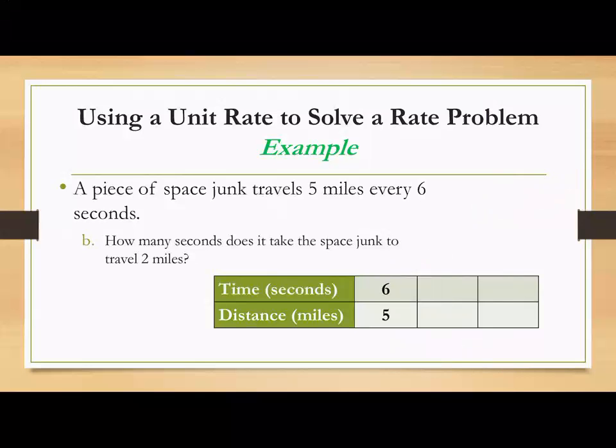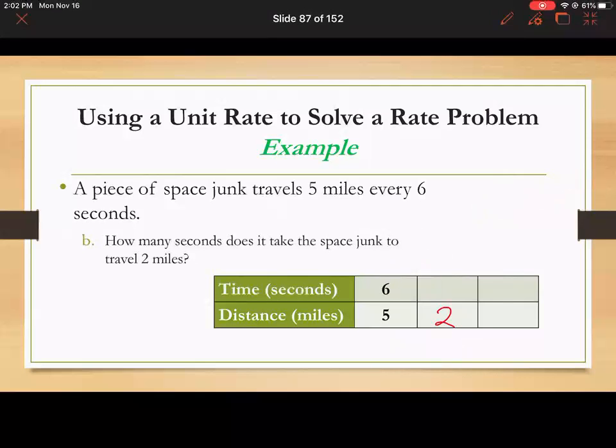Here we have a question that says, how many seconds does it take the space junk to travel 2 miles? So I want to go to 2 miles. Let me change where I position that, and I'll show you why. I want that to see 2 miles. Going from 5 to 2 is a little bit harder, isn't it? Yeah. So in this case, it would be easier to go to 1 first. Let's see how many seconds it takes to go 1 mile. Well, to do that, I would divide by 5.